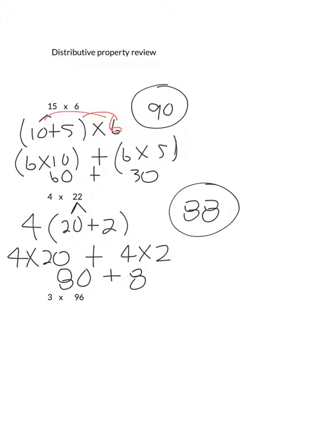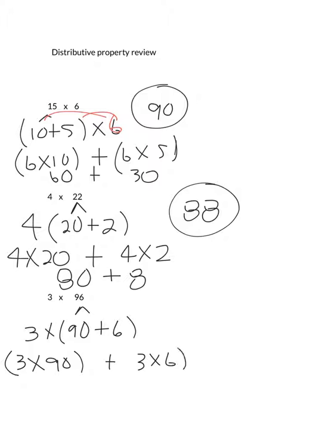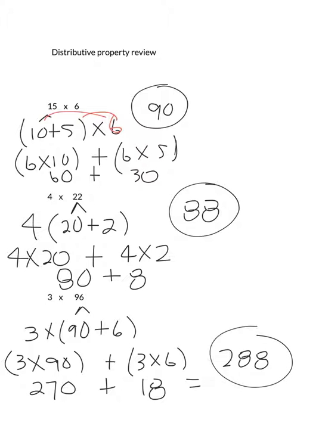3 times 96. 96 will be 90 plus 6 times 3. 3 times 90 plus 3 times 6. 3 times 9 is 27, so we have 270, plus 3 times 6 is 18, and we end up with 288.